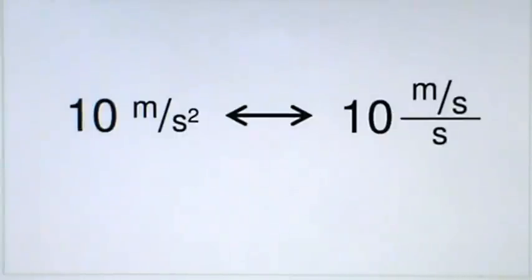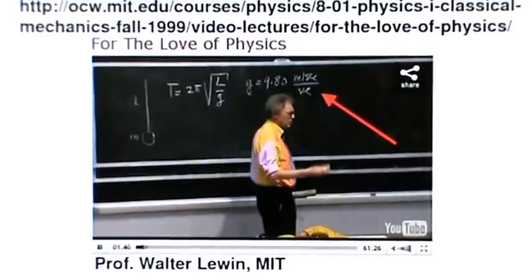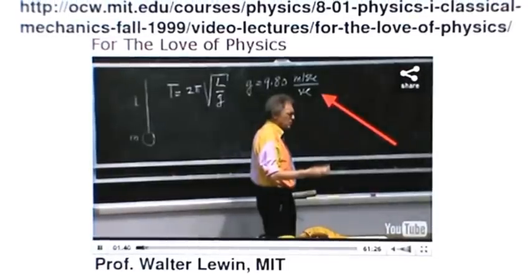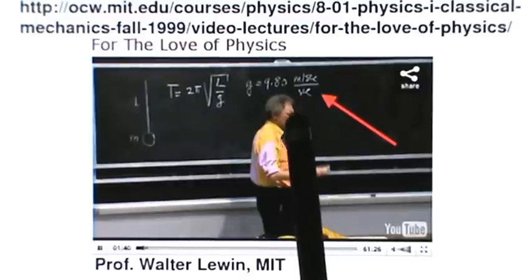So remember this very important definition. 10 meters per second means that every second the speed of an object is increasing 10 meters per second. Interestingly, I noticed that in one of the lectures given by Professor Lewin, he also explained the meaning of acceleration, so he wrote the unit as meter per second per second.